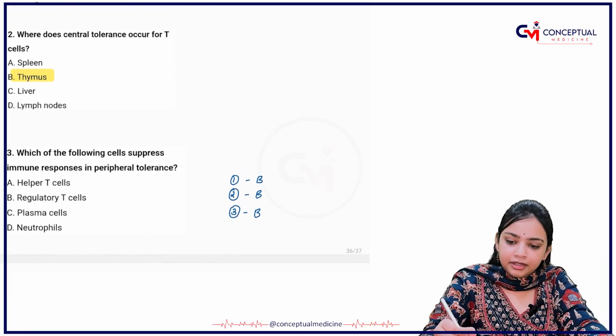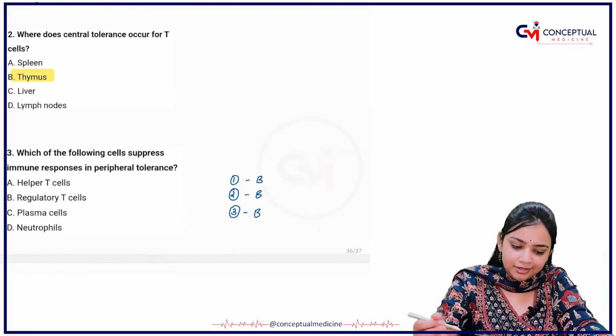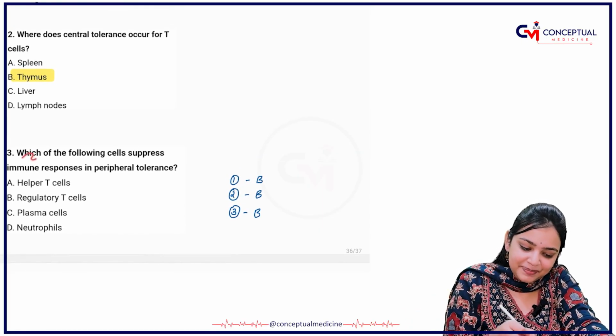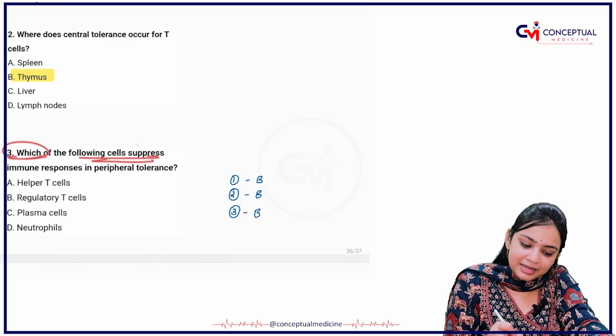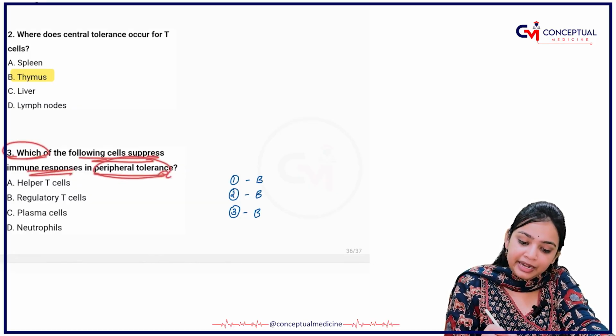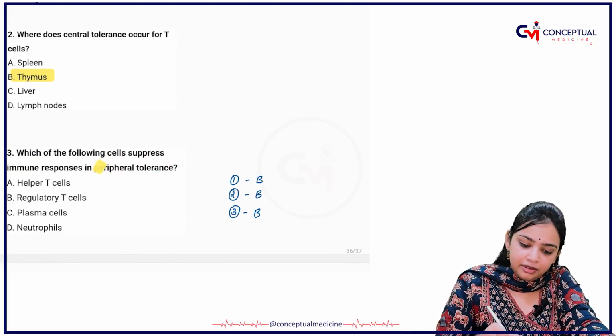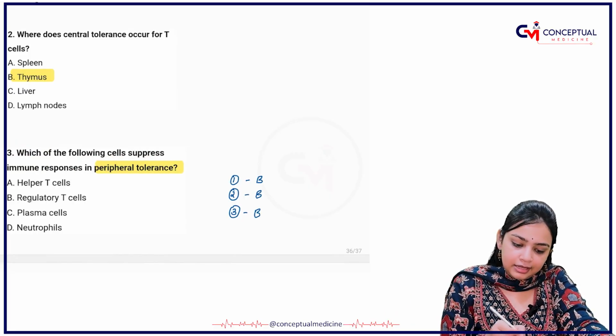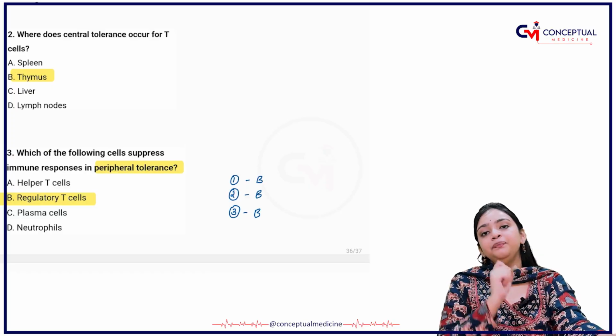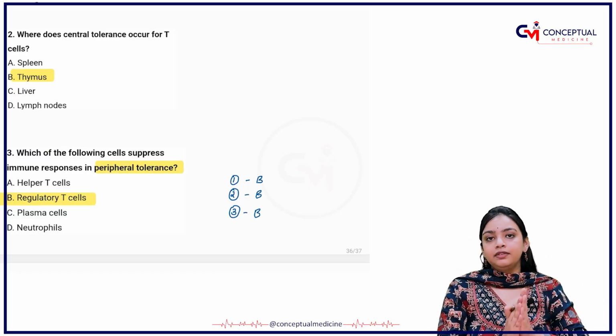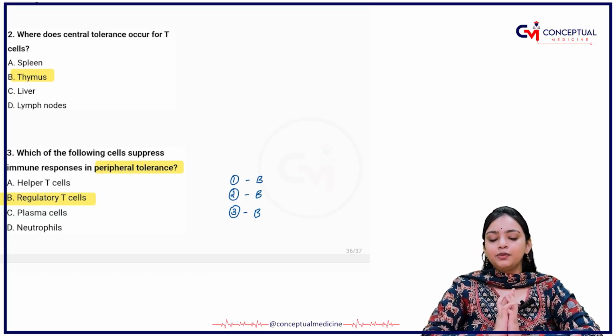Third one you have, although the answers are written over here only. Anyway, third one, which of the following cells suppresses the immune response in peripheral tolerance? In peripheral tolerance, that is your regulatory T cells. Okay, so we are done with the immune tolerance part as well.